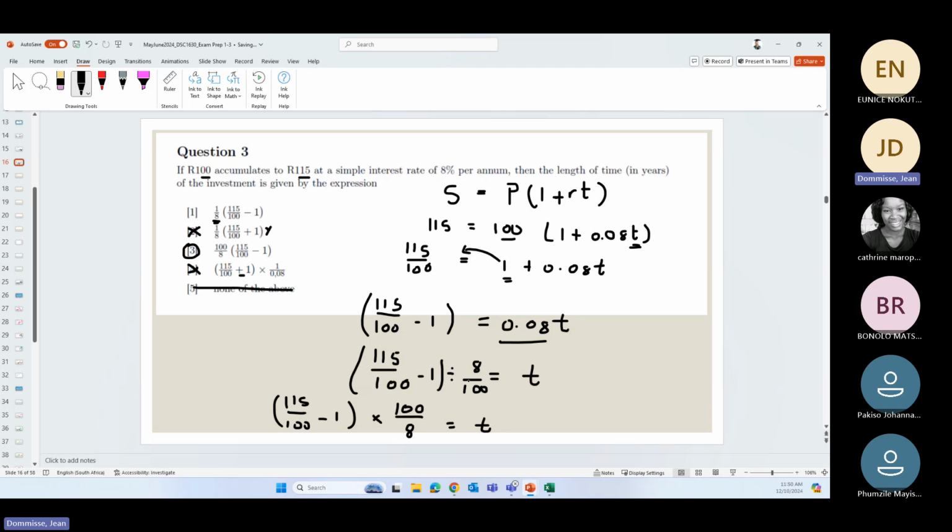It's not 1 over 8. If you look at 0.08, that is 8 over 100. 1 over 8 would have been, what is that, 0.125. So they just wanted to confuse you into thinking that 0.08 is equal to 1 over 8, and that is not. That is 8 over 100. Okay, so this will then be the final answer.